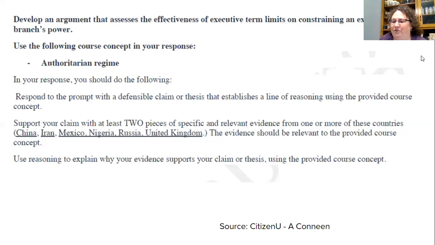Because here's my kind of other thought. Mexico was one-party rule for a long time, and they did have term limits, but there still was a lot of authoritarian power. I wouldn't necessarily call them an authoritarian regime, but they were definitely an illiberal democracy, okay? So what you're going to have to do in your response, you need to define what an authoritarian regime is, okay? You need to relate that. So if you pick your stance, whatever your stance is going to be, okay? And then talk about how authoritarian regime relates to that.